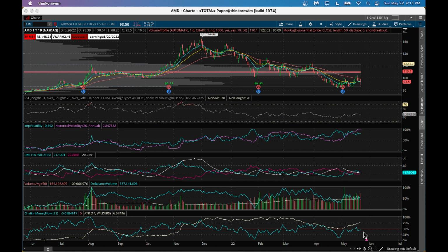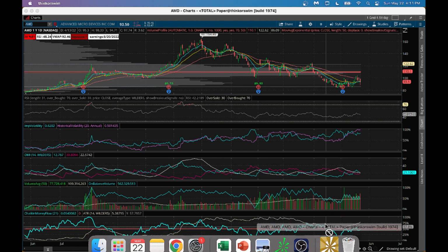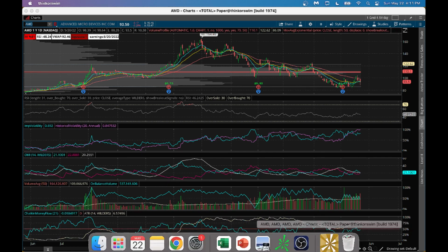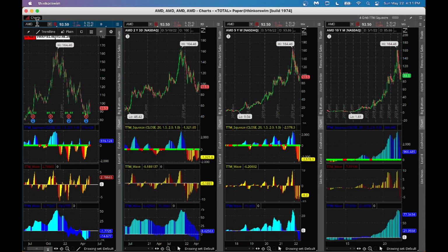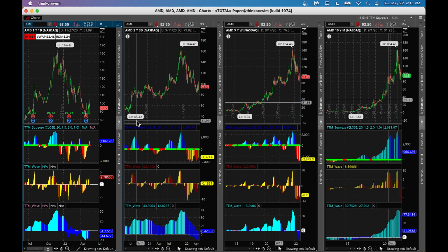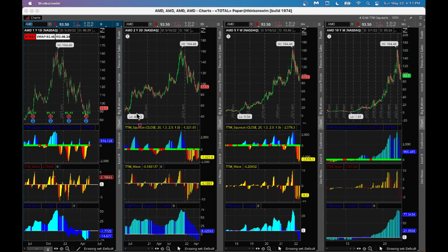What I would do in this scenario is go into the TTM Squeeze chart here and see what's going on. All right, let's jump in and go to the TTM Squeeze chart. I got AMD here. What I've done is I've got a 1 year, 1 day chart, a 2 year, 3 day chart, a 5 year weekly chart, and a 10-year chart, which is long term. I like to look at the chart in multiple time frames so I know what's going on here.